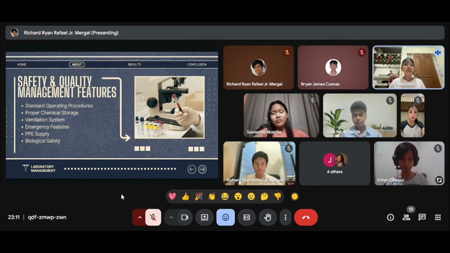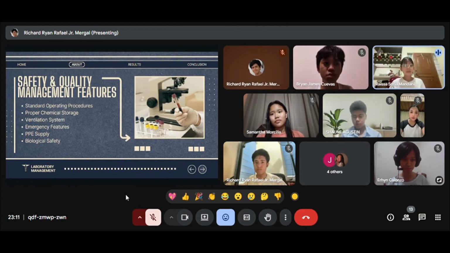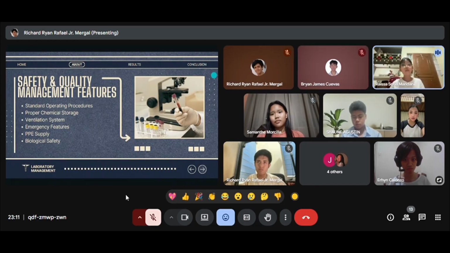Next will be the PPE supply room that ensures that gloves, gowns, masks, and goggles are always accessible so anyone handling chemicals or samples can stay protected. And lastly, of course, we have our biological safety, which is maintained by restricting the lab to authorized personnel only. Sections like microbiology also use a decontamination room to prevent cross contamination. And that's the quick overview of our lab's major safety features.